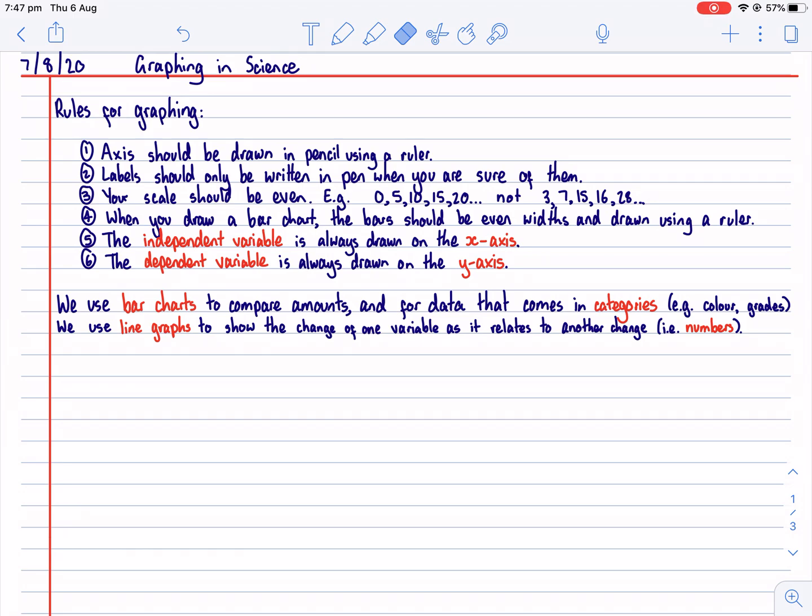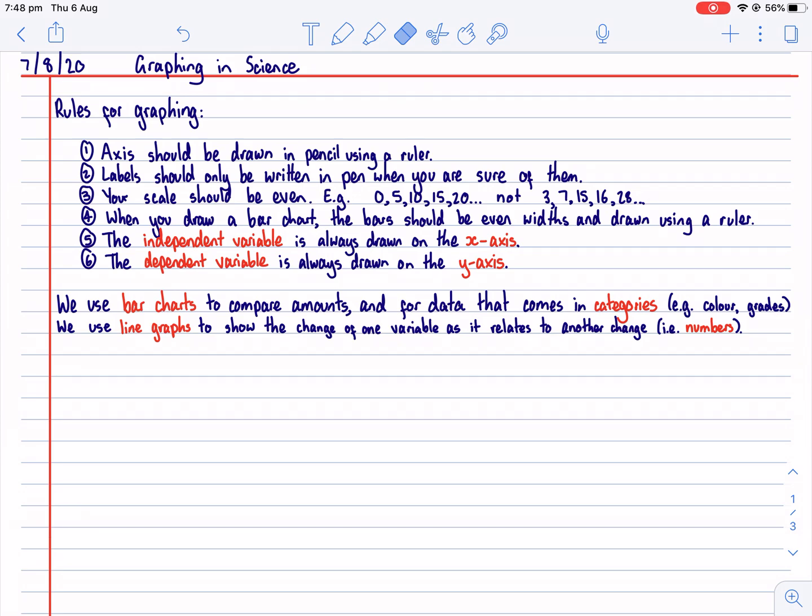The independent variable, now we spoke about independent and dependent variables. The independent variable is the one that you change deliberately. So, for example, when it was Lisa doing some skips, the independent variable was she was changing the length of the skipping rope she was using. The dependent variable is what you end up measuring. So in that one, the dependent variable was the amount of skips that she ended up doing in that amount of time.